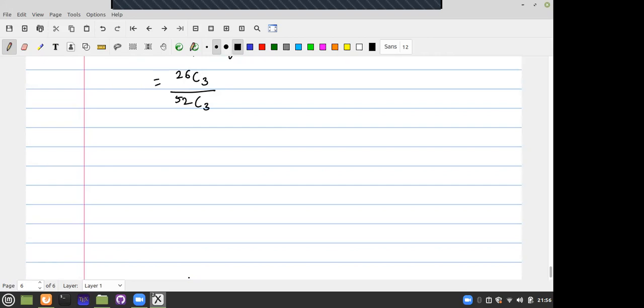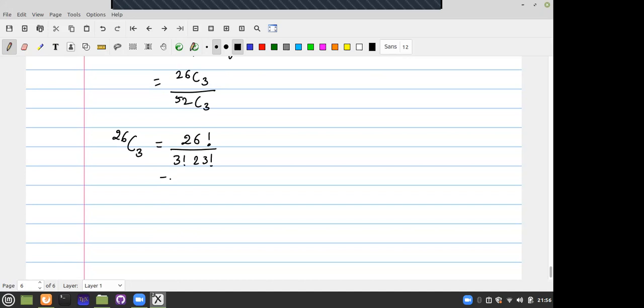Even in the exam, don't do this calculation somewhere towards the end of the question paper or answer sheet. Please do it on the same page. Just draw some margin and do it there itself. Let us do it clearly. So this is 26 factorial upon 3 factorial 23 factorial. Both of you agree?